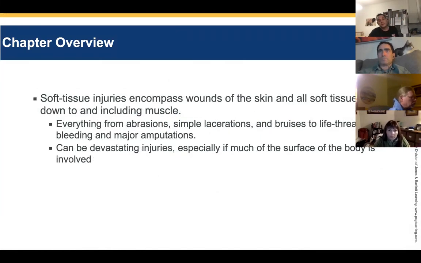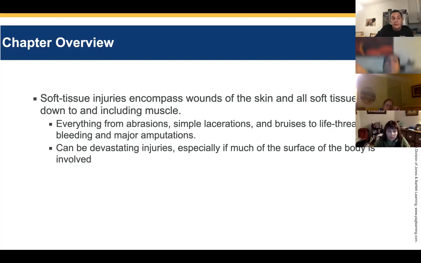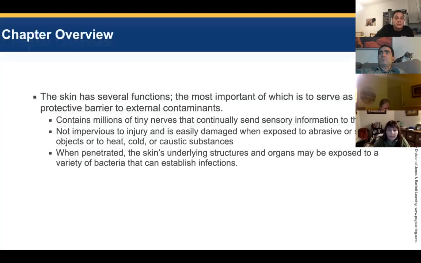Soft tissue injuries encompass wounds of the skin and all soft tissue down to and including the muscle. Everything from abrasions, simple lacerations, bruises, life-threatening bleeding, major amputations. Devastating injuries, especially when much of the surface of the body is involved. Again, we're just looking at the overview here of what we're going to be talking about more in depth.